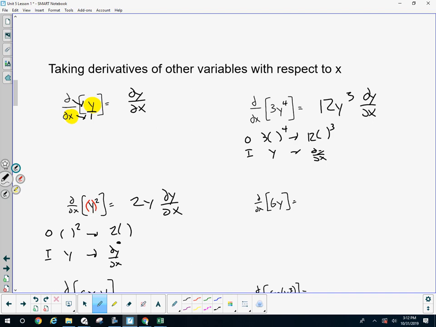Okay? So you can write a little note to yourself. It's just like with x's. You just need to add a dy dx after it. Now, the derivative of y, you could think of that as 1, like the derivative of x is 1, times dy dx. So maybe that helps you. Because the y doesn't disappear unless it's like 3y or 6y or cos y.